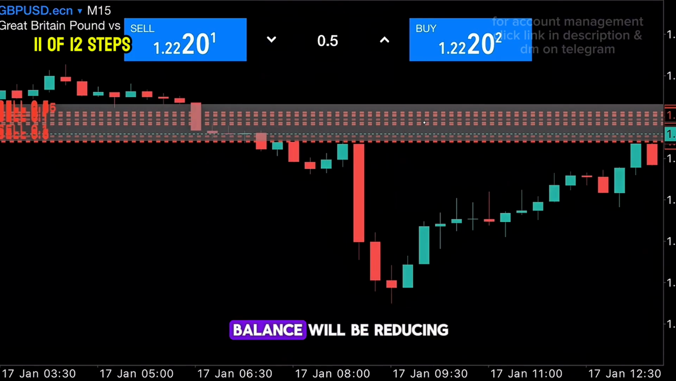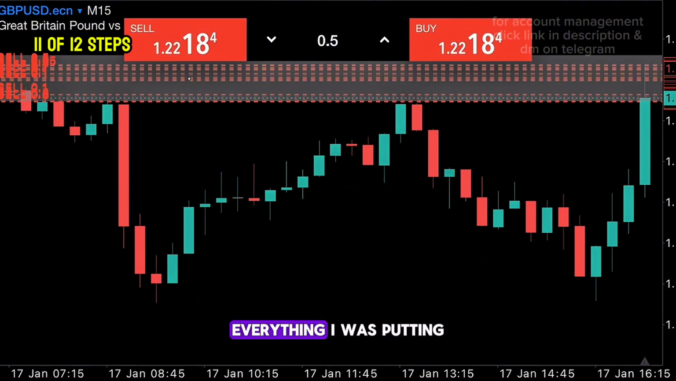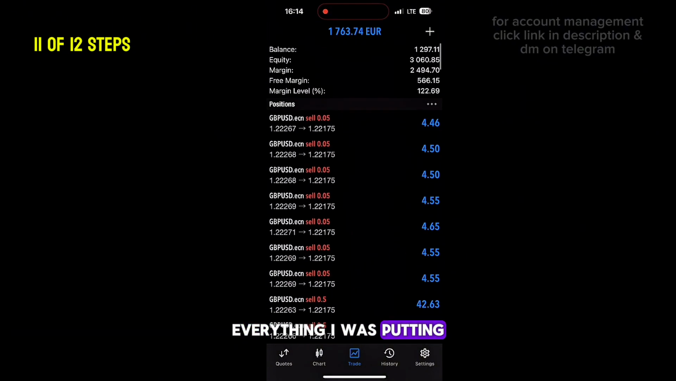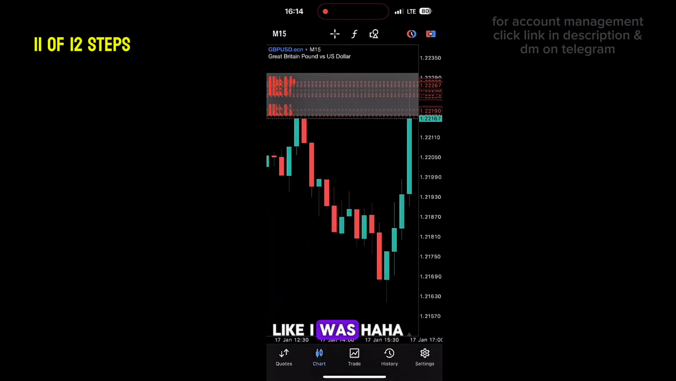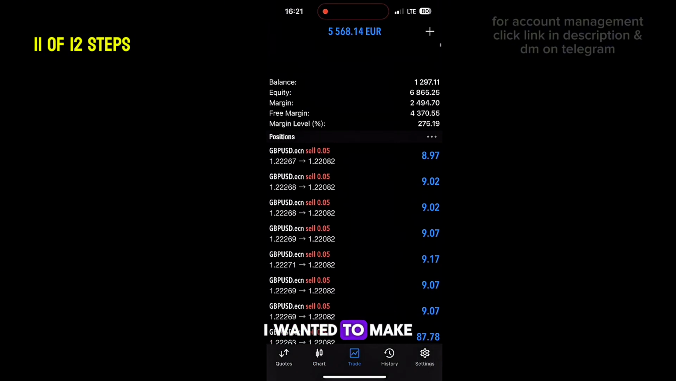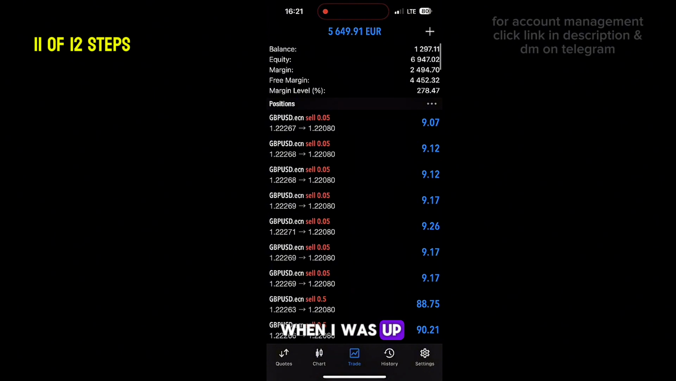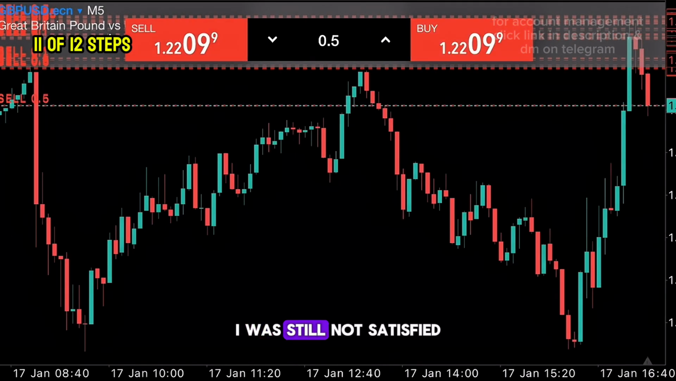You will see that my balance will be reducing. I was using all the balance on my account, all my equity, everything. I was putting it on all this trade. I wasn't playing here. I was hitting it. I wanted to make sure that I clear every single thing. And you can see when I was up 5k here, I was still not satisfied.